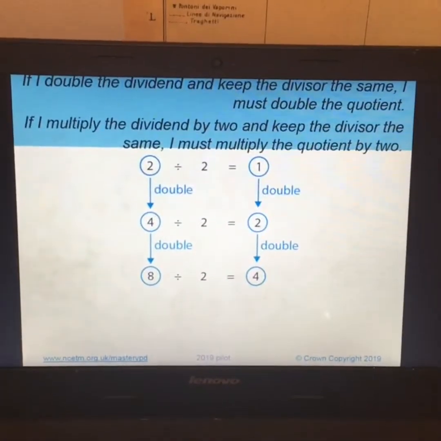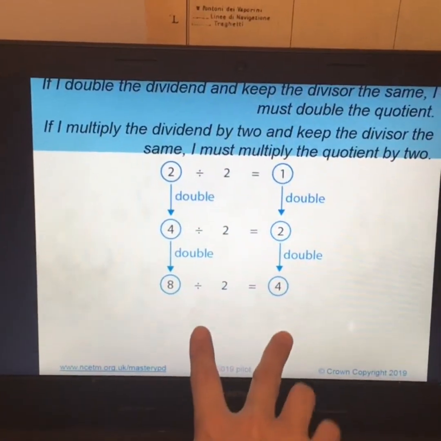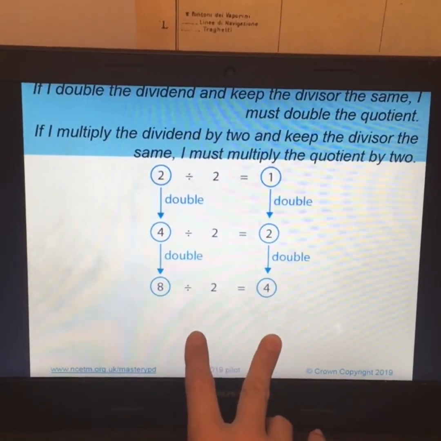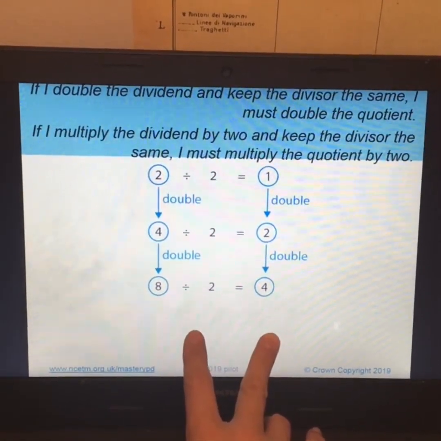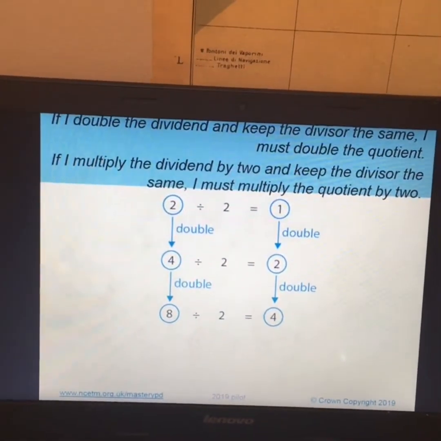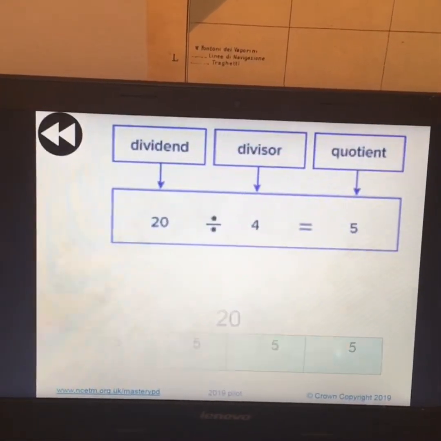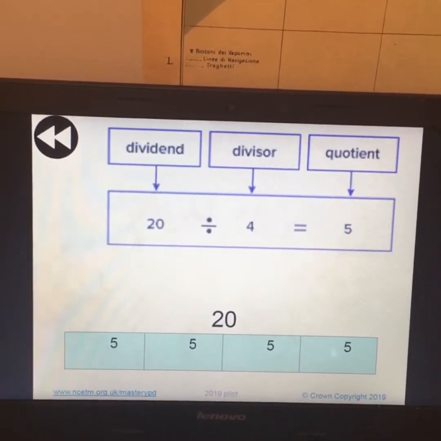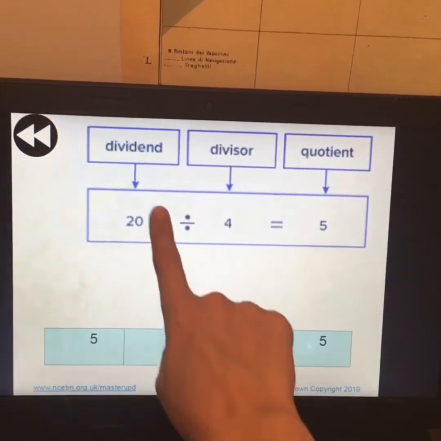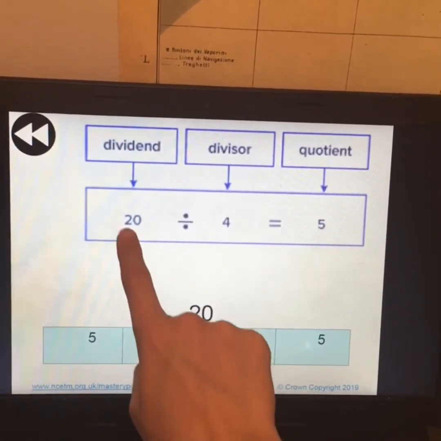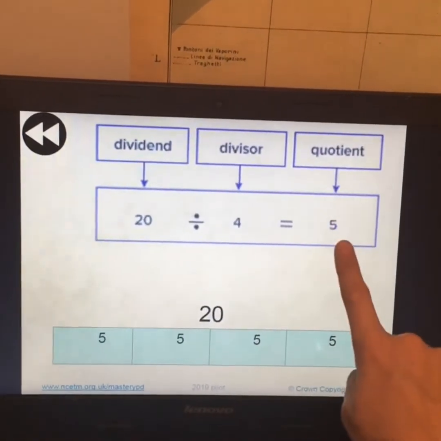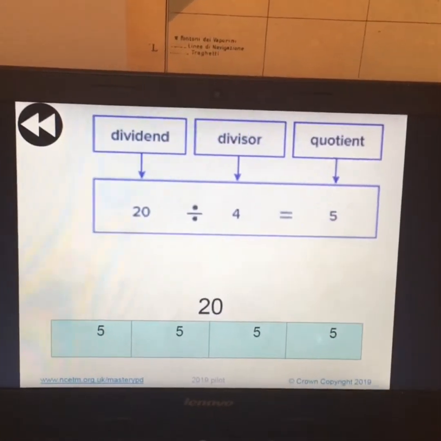So this is a bit of a diagram to show you what's going on. So if you double the dividend and keep the divisor the same, I must double the quotient. Right, that sounds a bit confusing. So let's get back to the beginning. So I told you need to write it down. So if you're doubling the dividend, the amount that you are sharing out, the amount of conkers, if you're doubling this every time, the quotient, the answer, must also double.